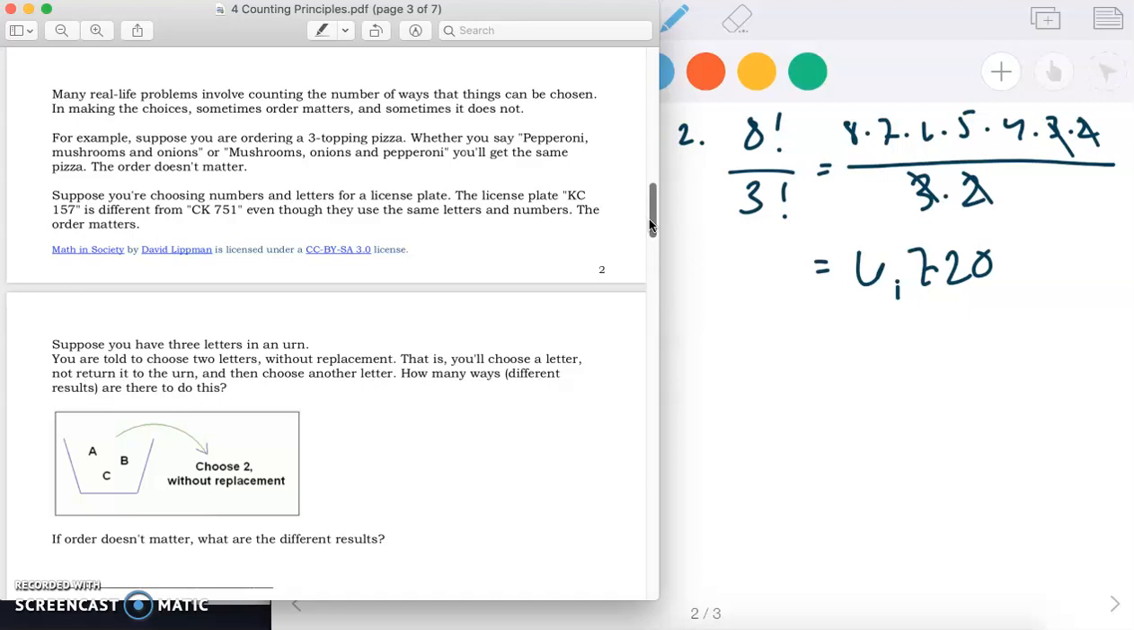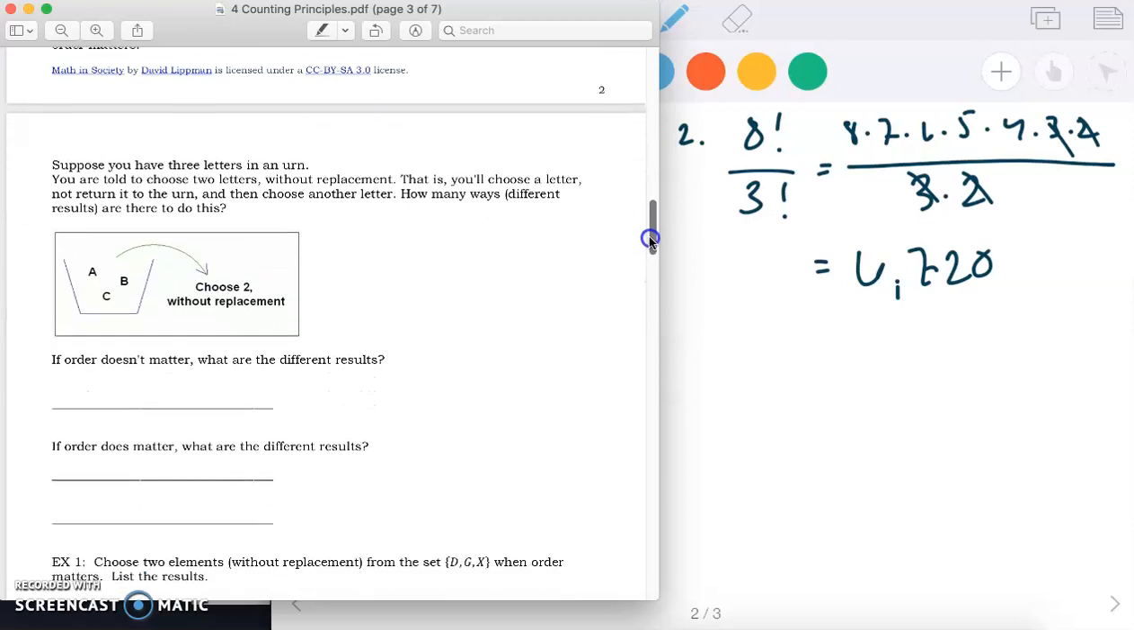The license plate KC157 is different from CK751. Even though they use the same letters and numbers, the order matters. And this is an important difference because it means that instead of just saying 1, 2, 3 and 2, 3, 1 being the same thing and only counting once, now we're going to count them separately.